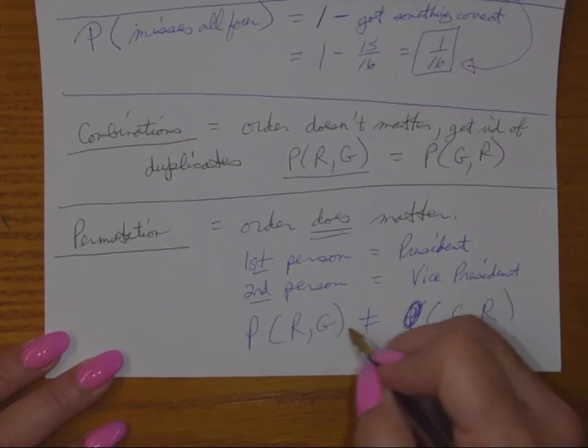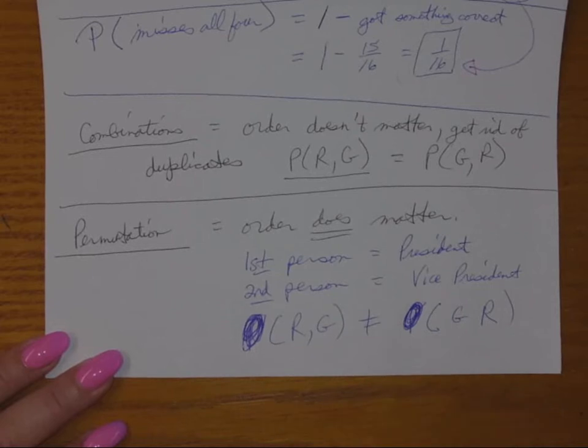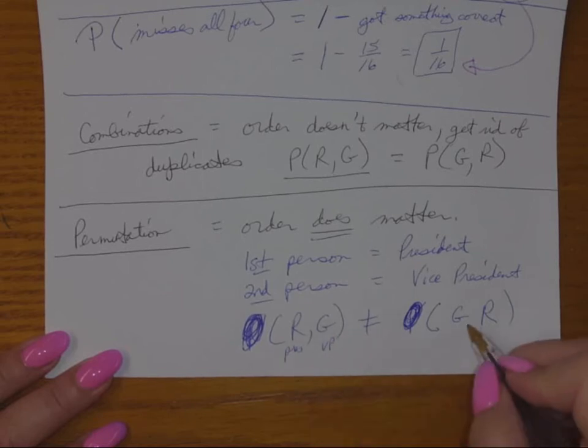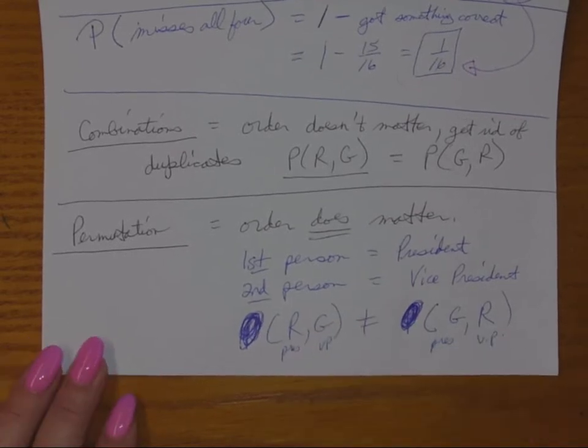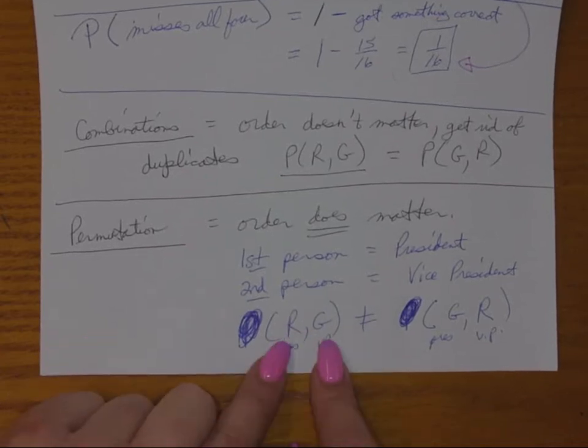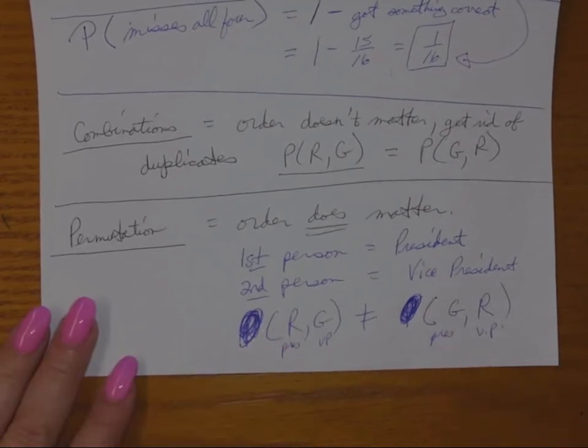Well, let me get rid of the P's here. Red-green is not necessarily the same as green-red, because here red is the president and green is the VP, but here green is the president and red is the VP. The probabilities might actually be the same, so I'll dump that P out of there. But that particular event is not the same. If this is Matt and this is Susie, then Matt being president is different than Susie being president, right? So we've got to watch out for those.